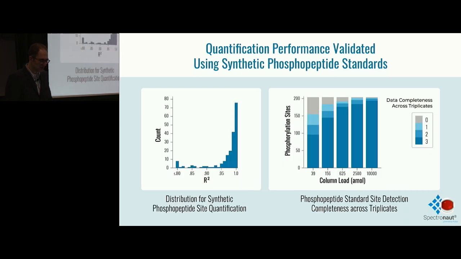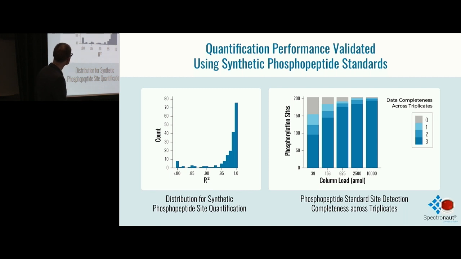This chart shows you the aggregate performance. So R-square value here, you can see most of them are well above 0.95 and close to 1. And we had a few low performers, but most of them up here. And then again, we looked at data completeness in triplicates, and you can see for even very low loads of the 39 attomole, we're getting about half of them detected all the time.